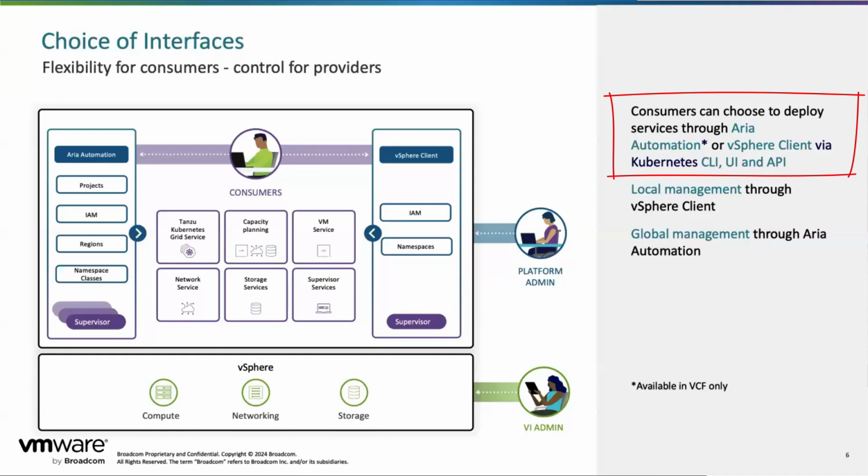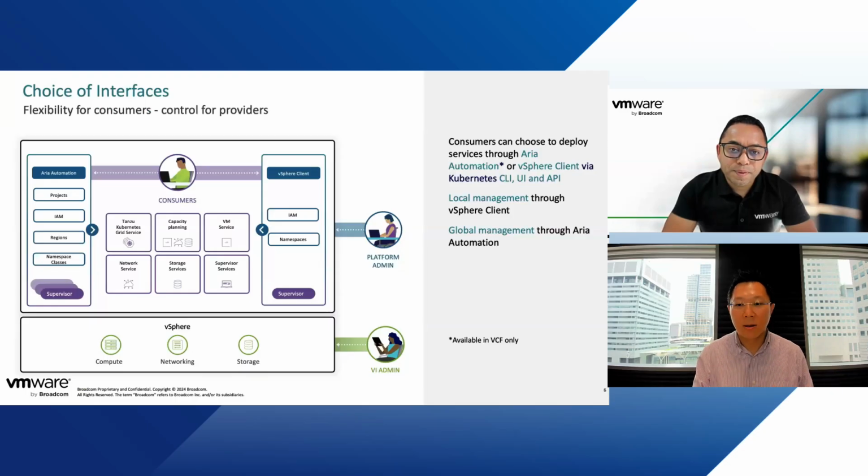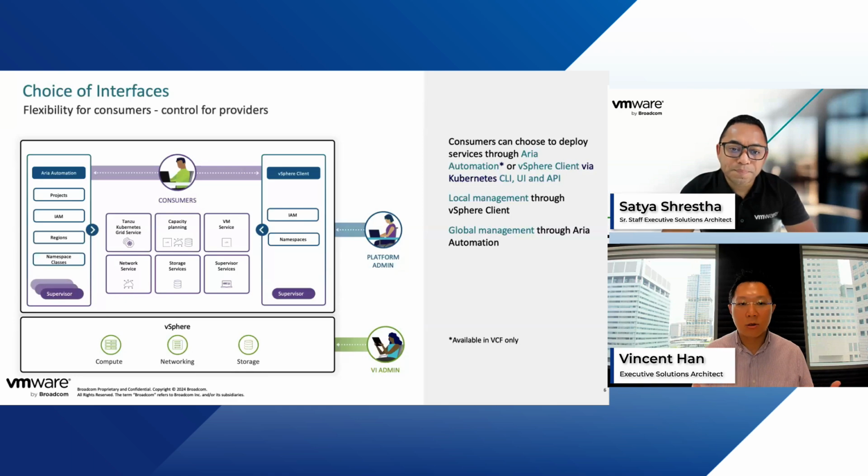Exactly. Just one thing I wanted to add there is Aria Automation is VMware's automation tool, which is part of VMware Cloud Foundation. So if a customer has VMware Cloud Foundation, they don't need to buy it separately. It's bundled together, so you could readily use Aria Automation straight away if you have a VCF installation. Yeah. So if you are already using Aria Automation for your VM management, for governance and things like that, then with all the supervisor clusters and services exposed, you can also use the same interface to consume all these services as well.